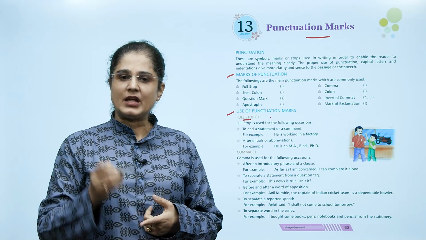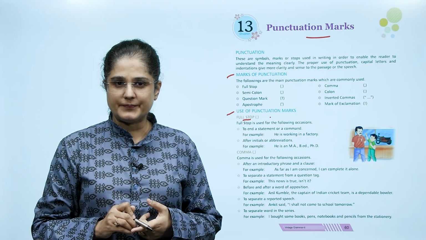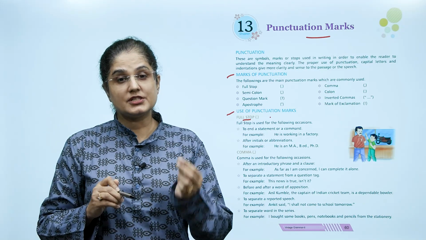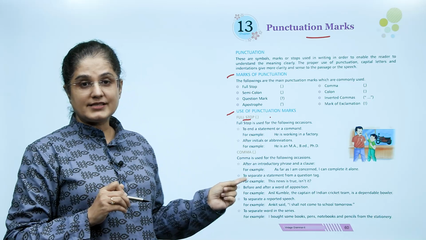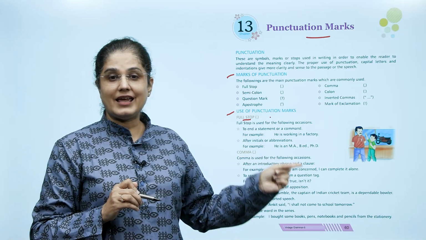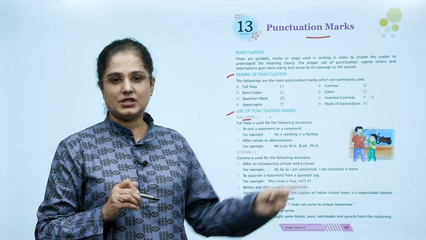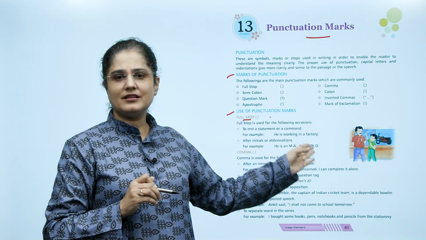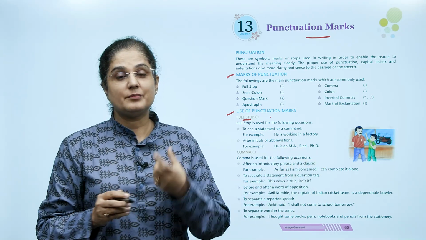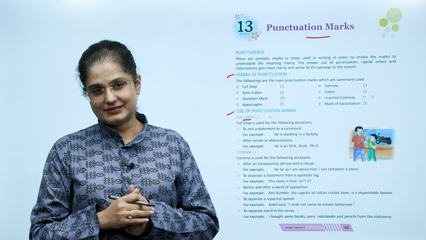For example, he is working in a factory. After initials or abbreviations, for example, he is an MA, B.Ed, PhD. What are these MA, B.Ed and PhDs? These are abbreviations of degrees.